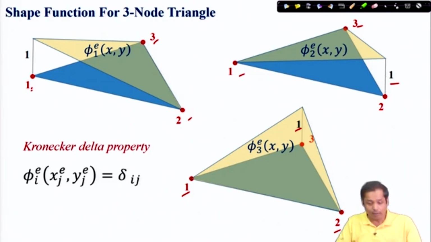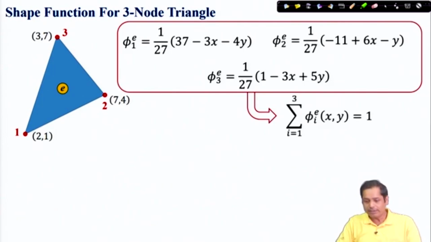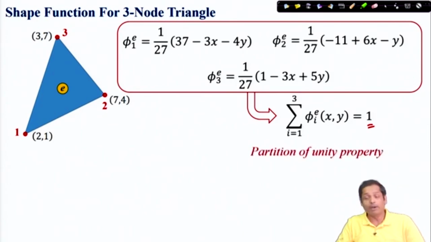This is one property. Next, now we know these are the expressions for phi. Let us add them. If we add them, what will happen? You see, if you add them, then this is equal to 1. When we add them, for any arbitrary value of x and y, this is equal to 1, and this is a very important property, called the partition of unity property.